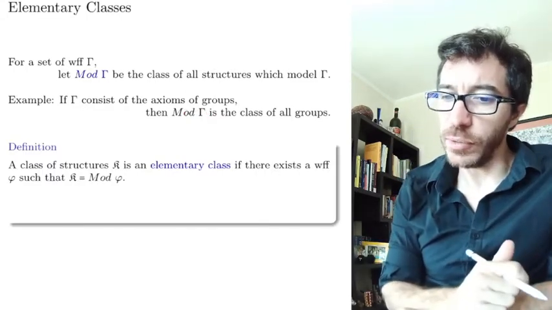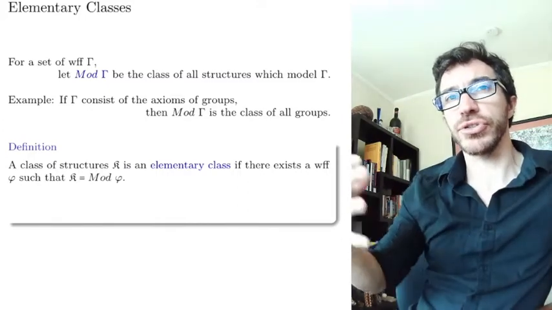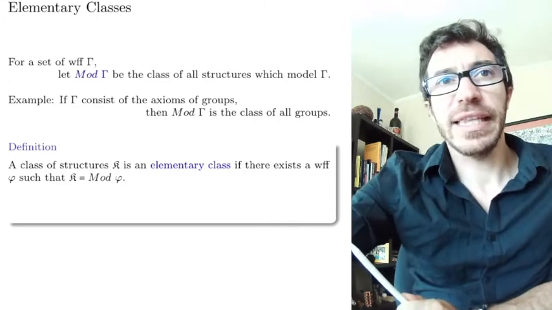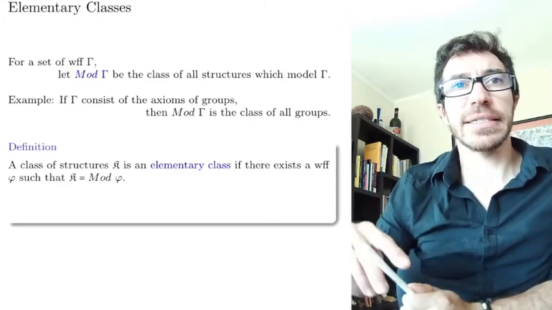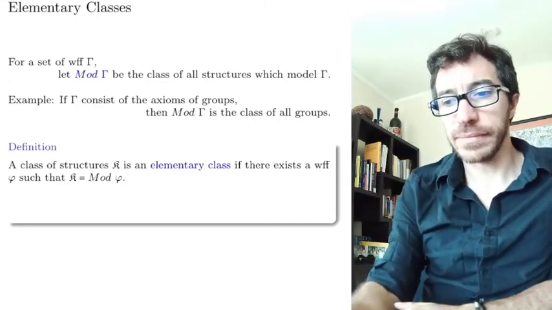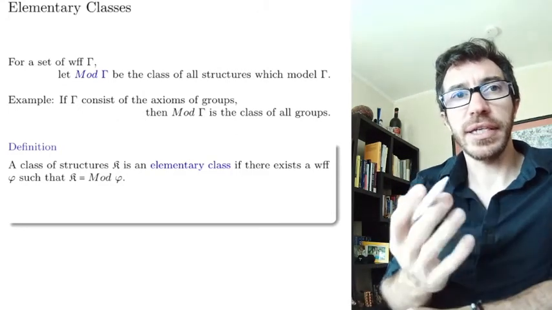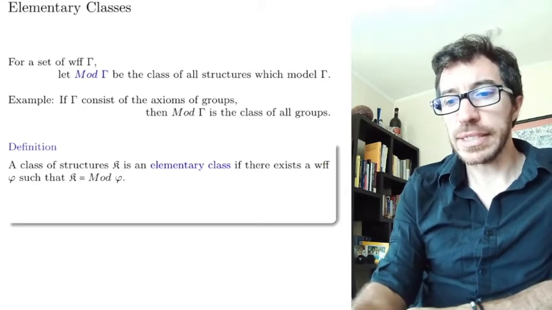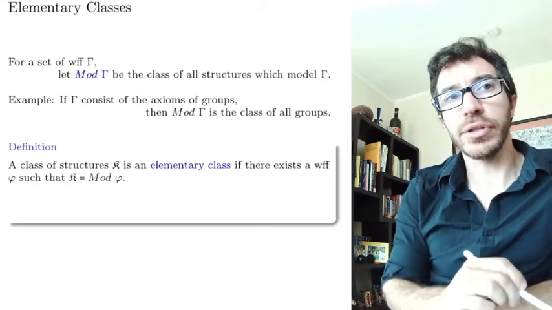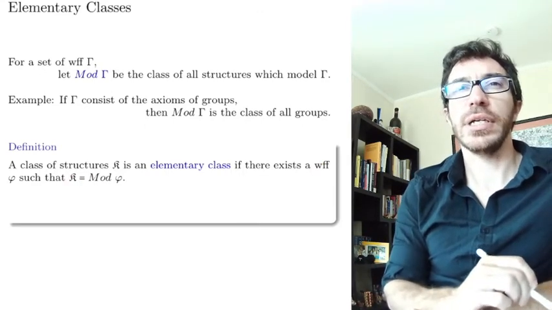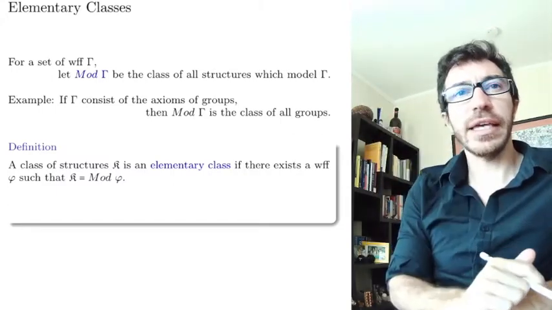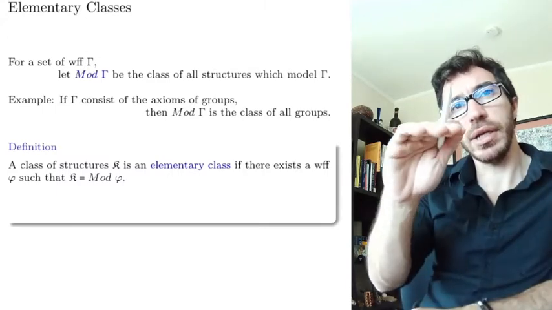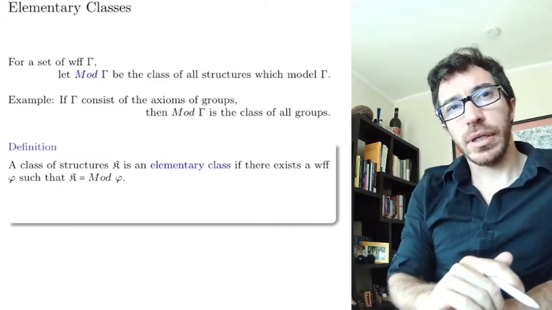So in general, if you have a class of structures, all in the same vocabulary, we are going to say that the class is an elementary class if there exists a well-formed sentence, phi, such that this class is exactly the models for phi. Okay? So for instance, if we take the axioms for groups, remember they have three axioms.